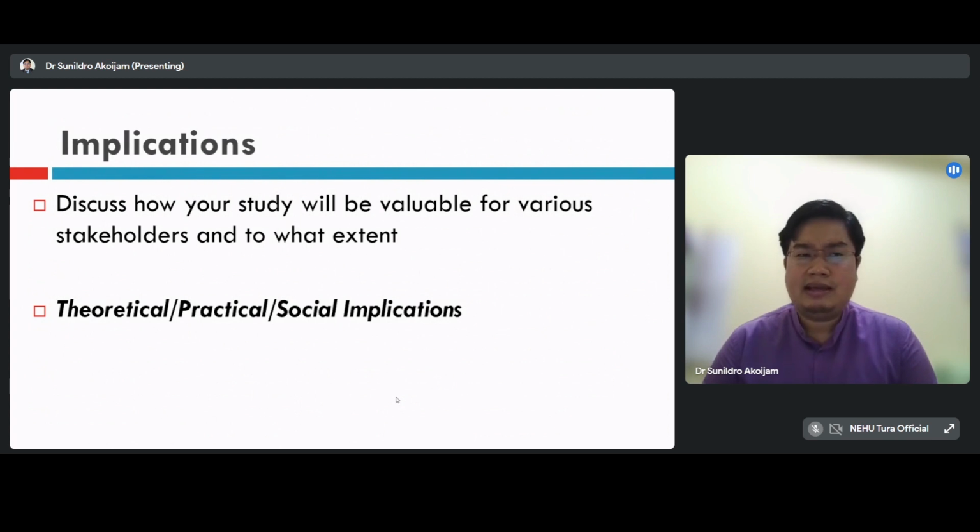Within this particular section, implications, there are three types of implications that the journal normally asks for. They are theoretical, practical, and social implications.